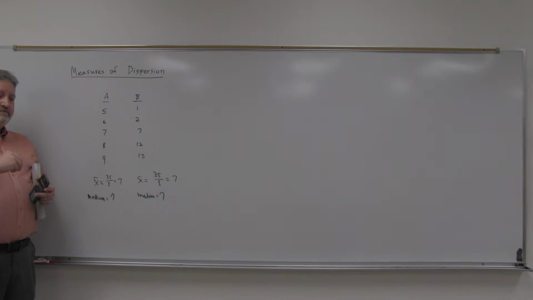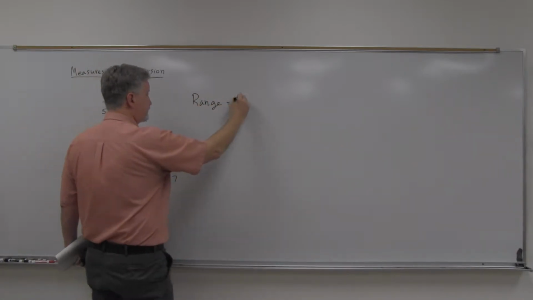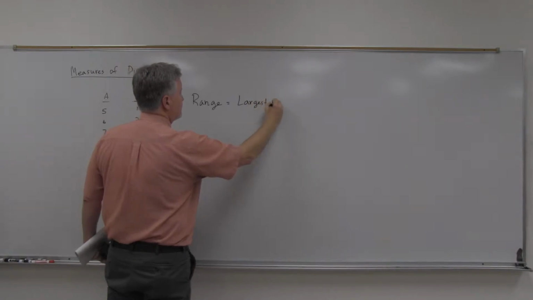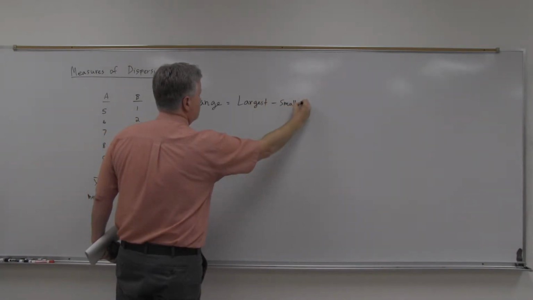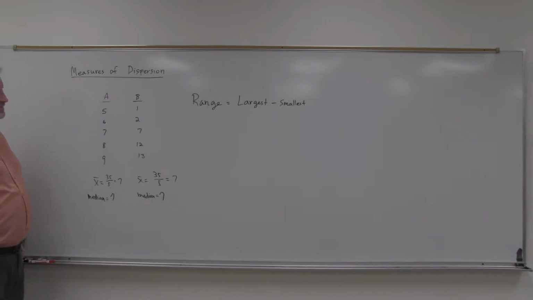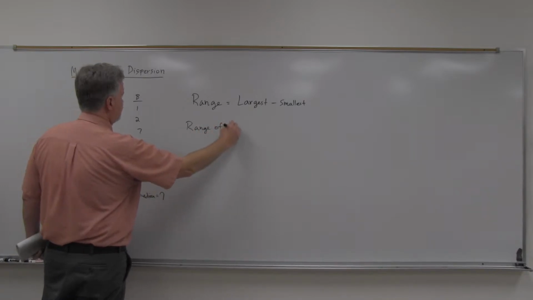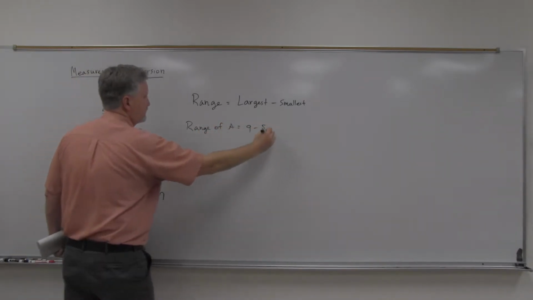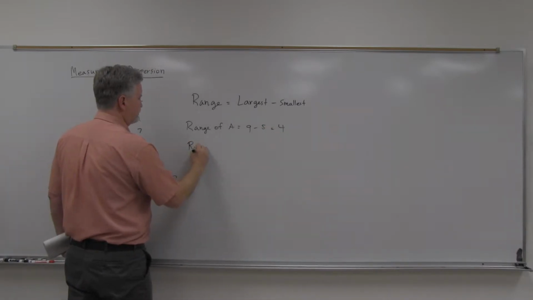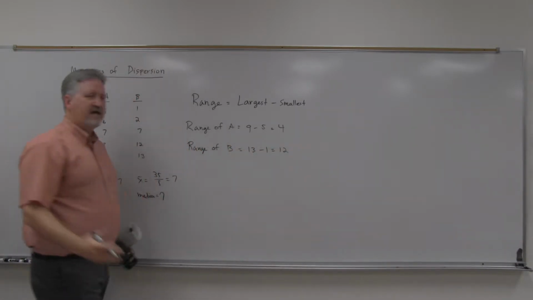One measure of dispersion is just simply the range. Basically the range is just the largest value minus the smallest. Easiest way to put it. And so that gives us a little hint as to one of the differences here. What's the range of A? Well, the range of A would be the largest value, 9, minus the smallest value, 5. So the range is 4 there. And then the range of B would be 13 minus 1, so that's 12. So it does have a bigger range.